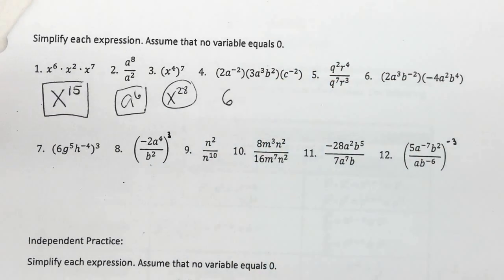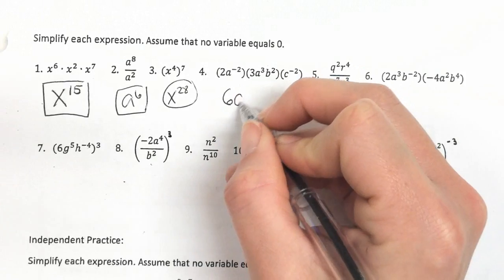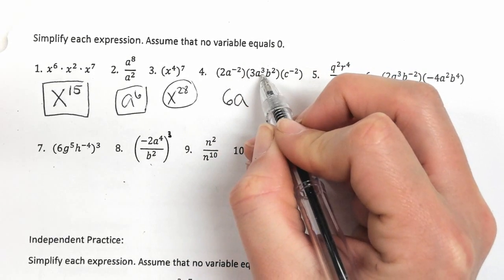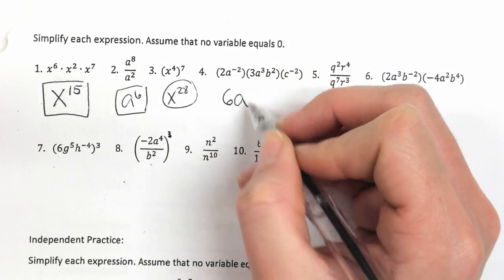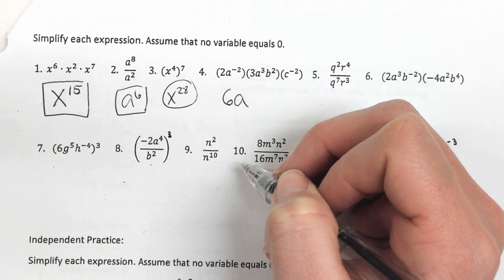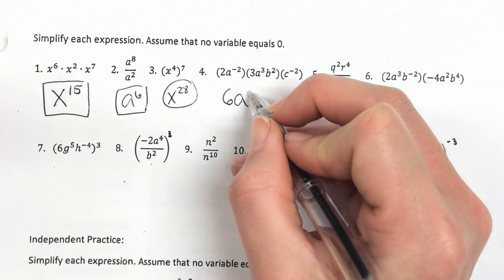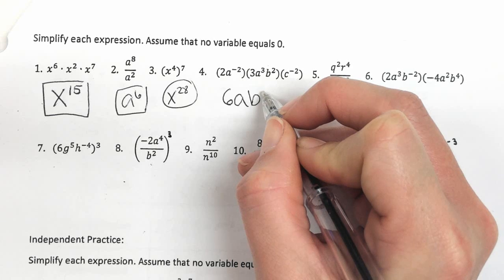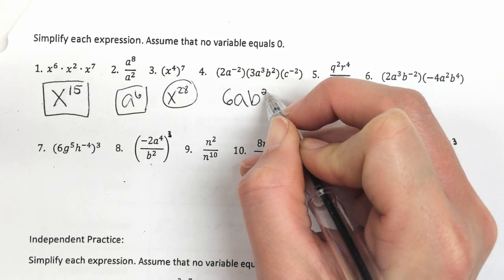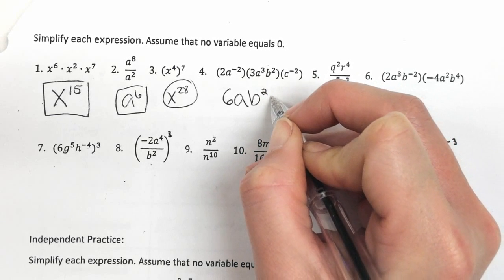Good. Now let's deal with the letters. So we have 2 A's that we have to add together, so we keep that base. And what's negative 2 plus 3? Good. So we don't have to put a 1 right there. We can just leave it as A. Tell me what the B would be. 2. Yeah, just B squared.